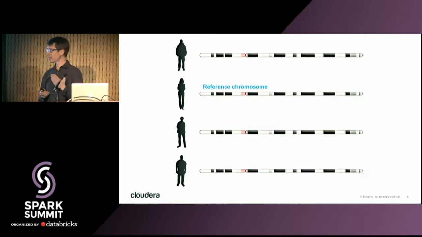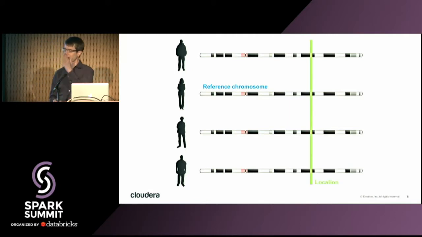Anyway, because humans differ in a very small way, at a very small number of places in the overall genome, it makes sense to do a diff, as it were, between the reference and yourself. So you can look at a single location and look at the differences at that location.